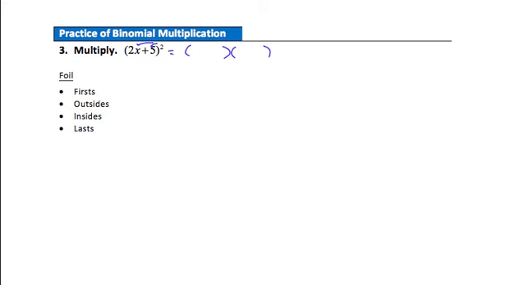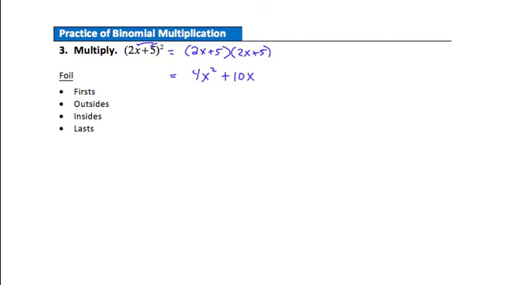Okay, let's take a look. So we should have 2x plus 5 times 2x plus 5. All right, so let's see. Firsts, the 2x times the 2x would give me 4x squared. Outsides, 2x times a positive 5 would give me a positive 10x.